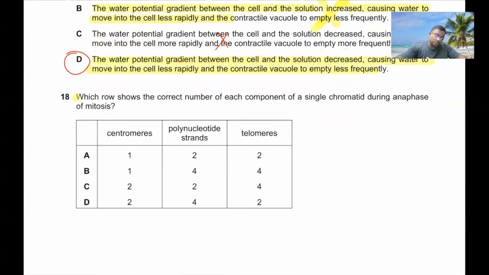18. Which row shows the correct number of each component of a single chromatid during anaphase of mitosis? Centromeres, obviously, will be 1. Polynucleotide strands will be 2. Telomeres will be 2. 18A is the correct answer.